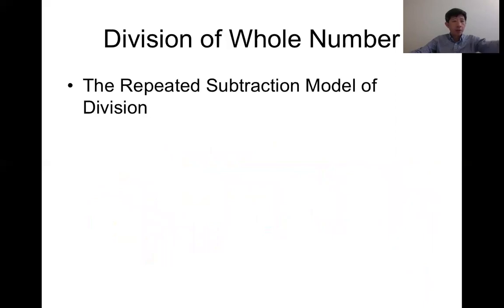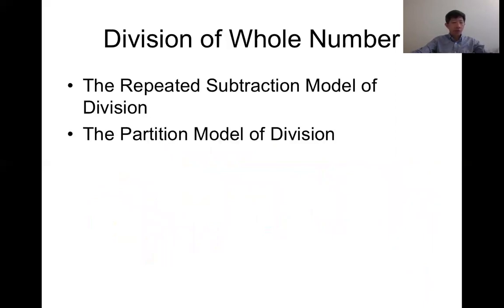And then next is the partition model of division. Let's say I have 28 divided by 4. I have 28 apples and I want to share among 4 people. How many apples can each person get? So 28 divided by 4, I got 7, right? So this is called the partition model, okay?